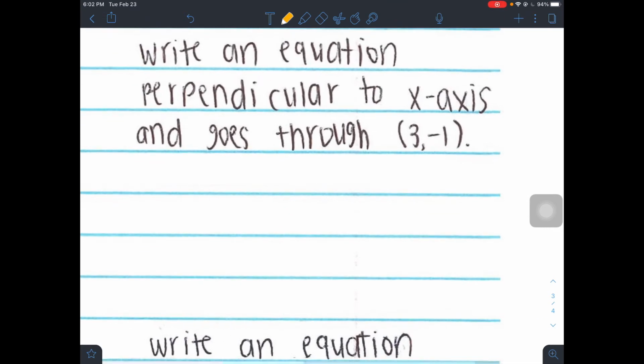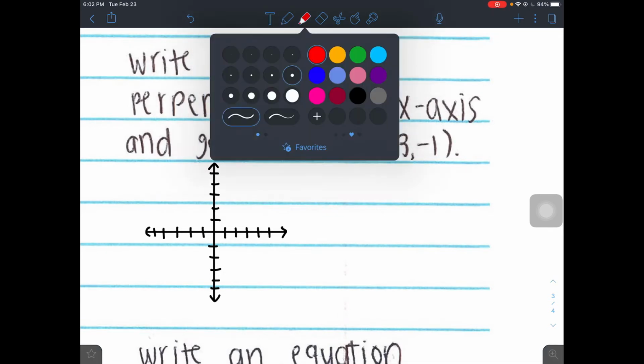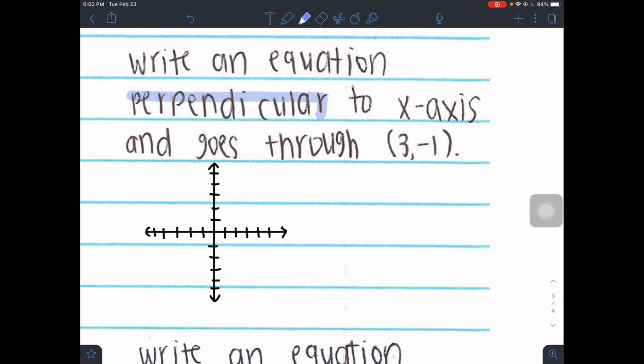Now for the next one, write an equation perpendicular to the x-axis, and it goes through 3, -1. So it's very similar to the last one, so I'll go ahead and draw a graph again. I need to copy and paste these so it doesn't take as long. Okay, so we want this one to be perpendicular. So perpendicular means we do want the lines to cross, and we want them to cross at a 90-degree angle. Perpendicular to the x-axis, and we want it to go through the point 3, -1.